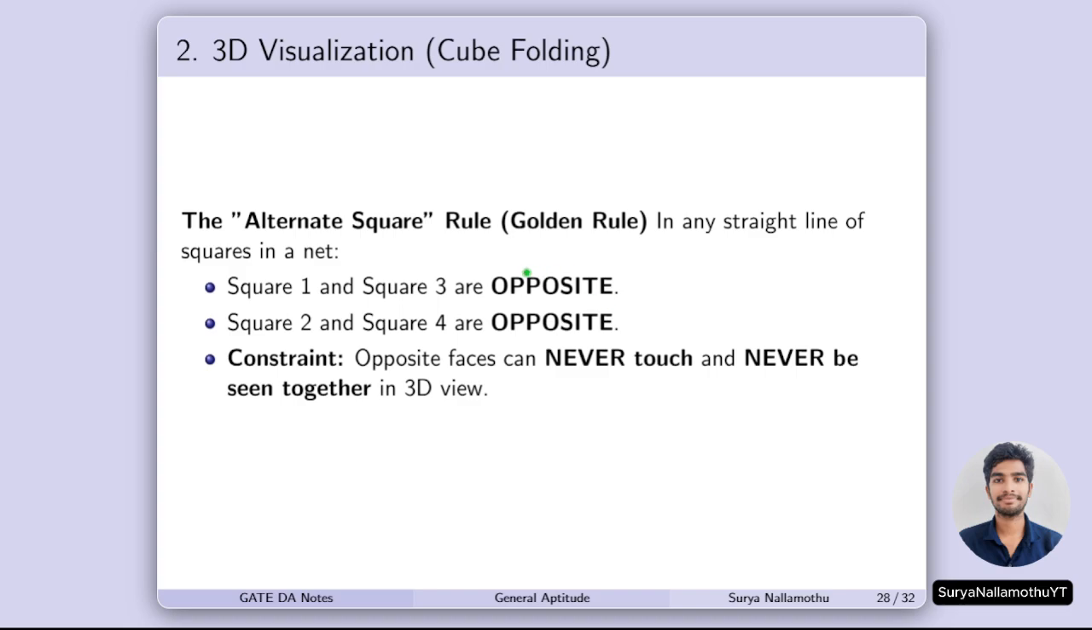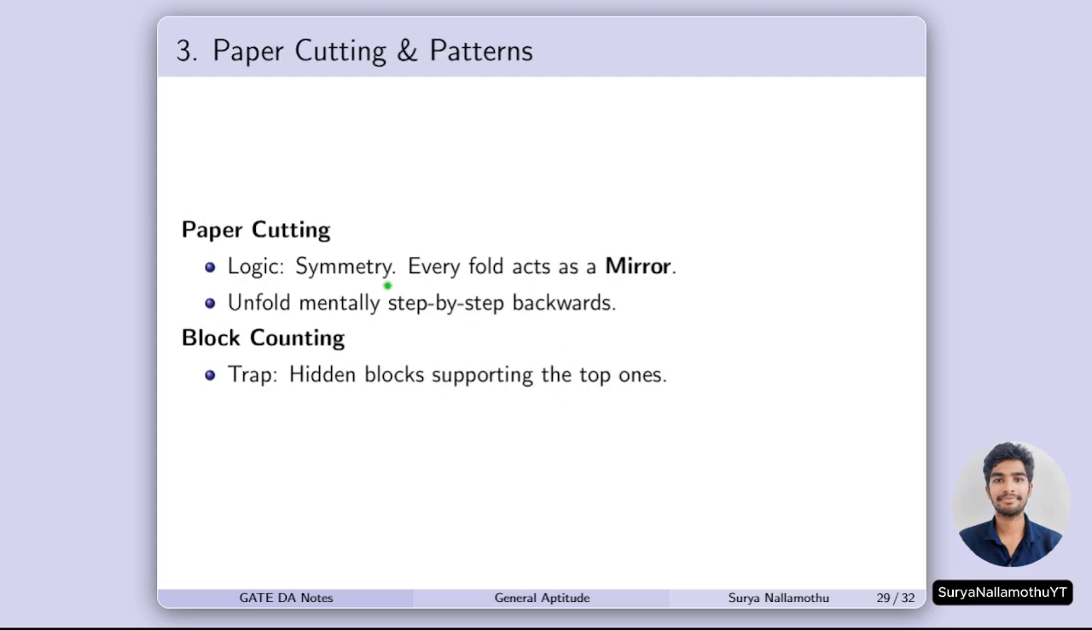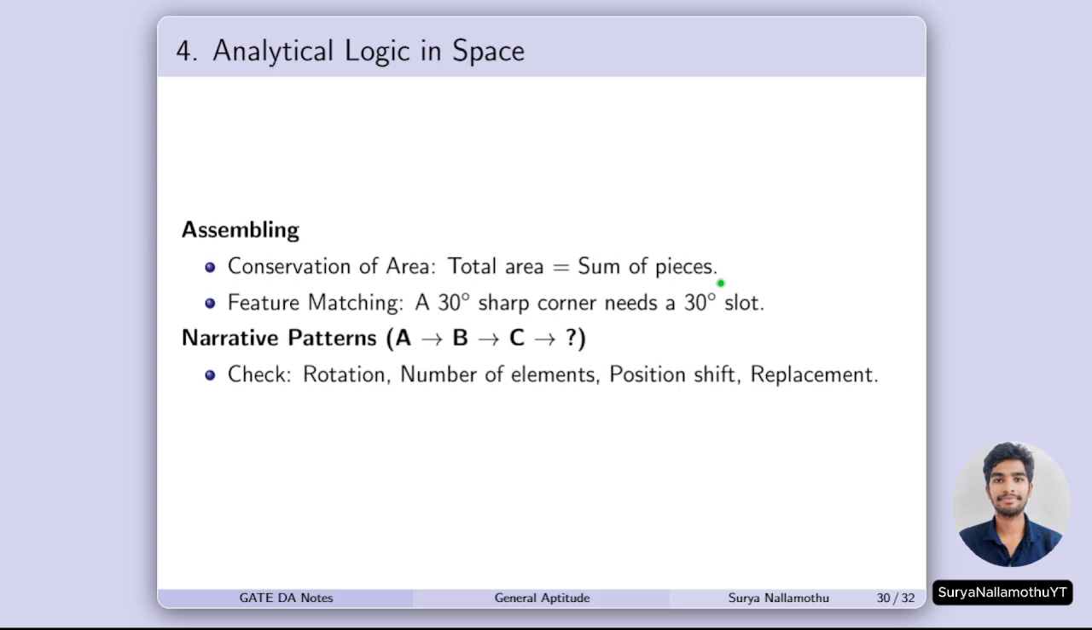Next, the alternative square rule is one important golden rule. In the given cube, square 1 is opposite to square 3, and square 2 is opposite to square 4. So we observe the constraint that opposite faces never touch and never be seen together in the 3D view. This is the condition we have. Paper cutting. In paper cutting, every fold acts as a mirror. So you need to conclude that it acts in a mirroring style. In that case we need to remember these points.